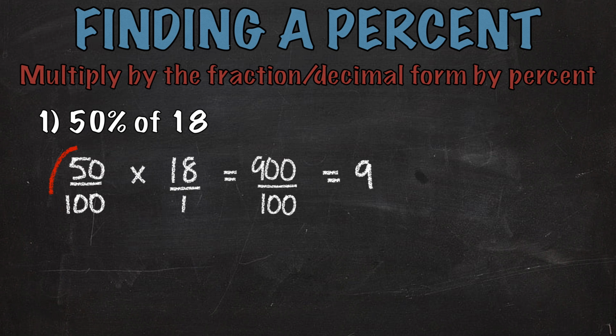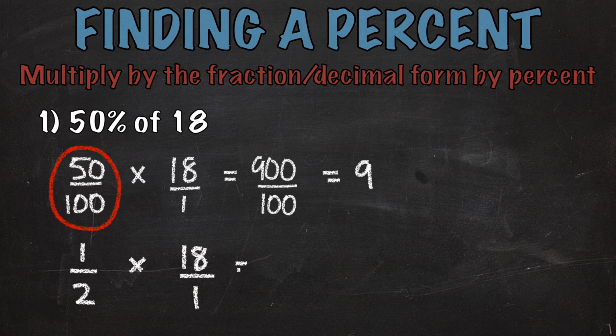So 50 hundredths is equivalent to 1 over 2. And multiply it by 18 over 1 to get 18 divided by 2. And this is a lot more manageable than 900 divided by 100. And we can get to 18 over 2, which is the simplified version. So in both scenarios, we get the same answer of 9.